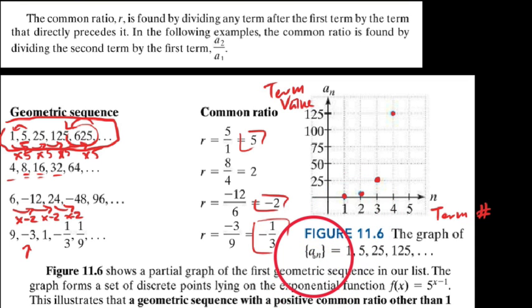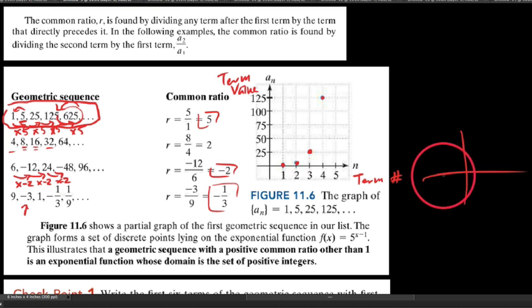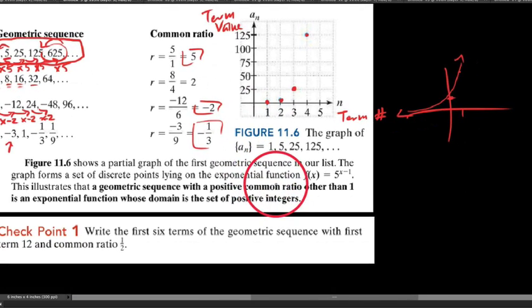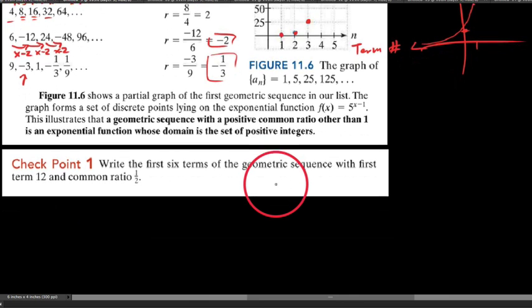We would say that this shows a partial graph of the first geometric sequence in our list, and that the graph forms a set of discrete points lying on the exponential 5 to the x minus 1, or in other words, the graph of the exponential function that's been shifted right 1 from our original. It goes through 1, 5, just shift everything to the right one, that's this graph. So geometric sequences are just exponential functions whose domains are the set of positive integers.